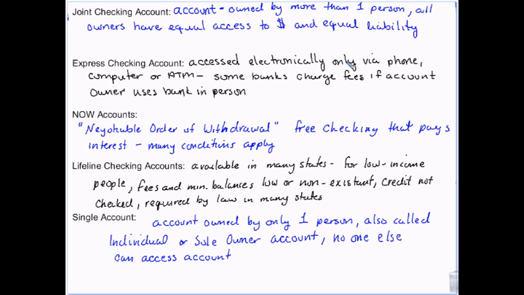And then you have the single account. Unlike the joint account, the single account is owned by only one person, and they're also known as individual or sole owner accounts, and nobody else can access the account, unless of course they get your card and your PIN number. But they can't go into the bank, they can't call and pretend to be you and get into your account number. They have to have all the information to do that.